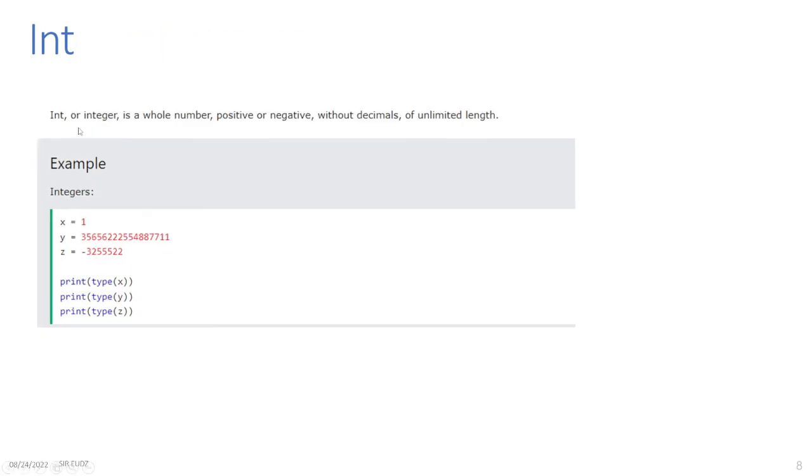Int, or integer, is a whole number, positive or negative, without decimals, of unlimited length. So we have x equals 1, y equals 3556522225548877 11, it's very long, or z equals negative 3255522. If we print the type of these, it will all display integer. So I will not be doing that anymore.